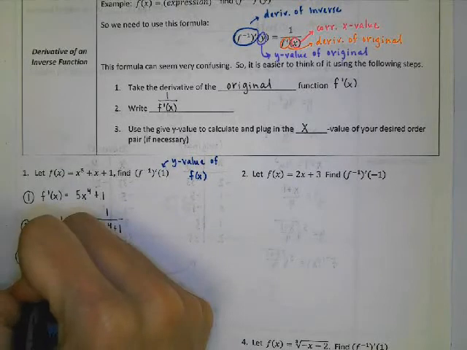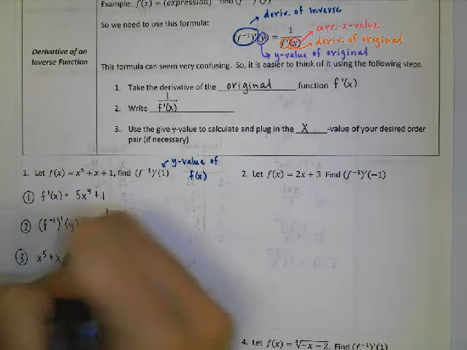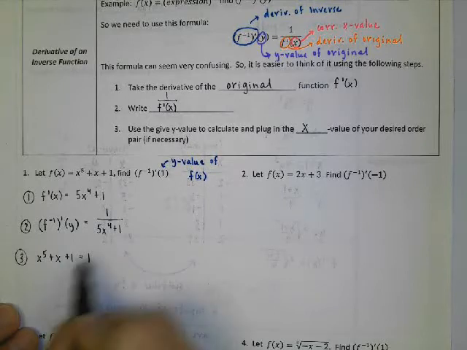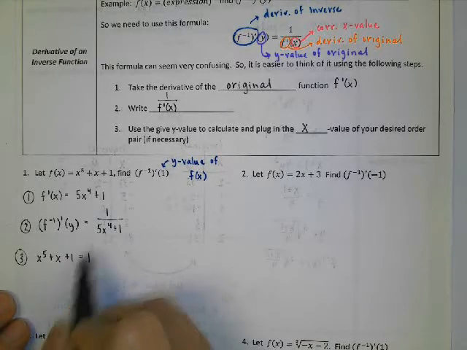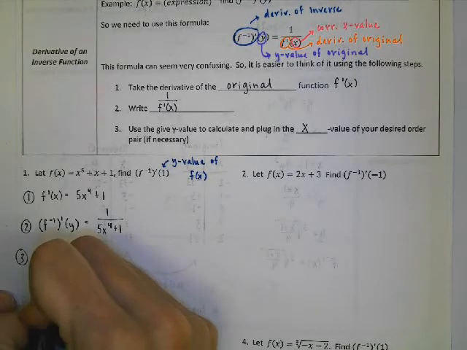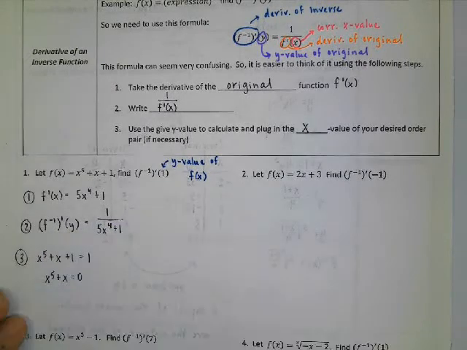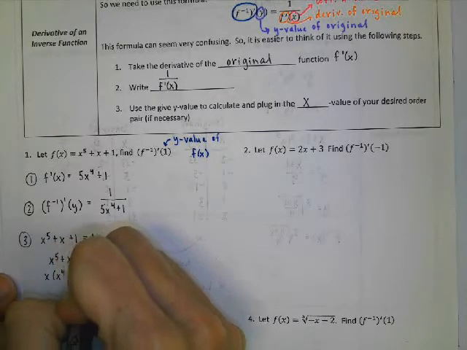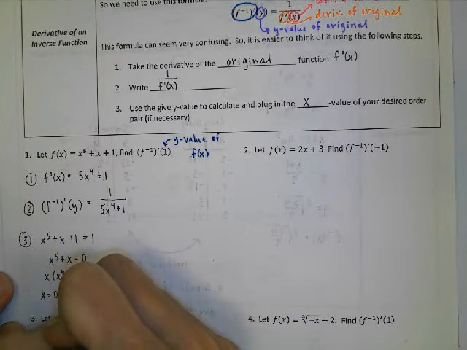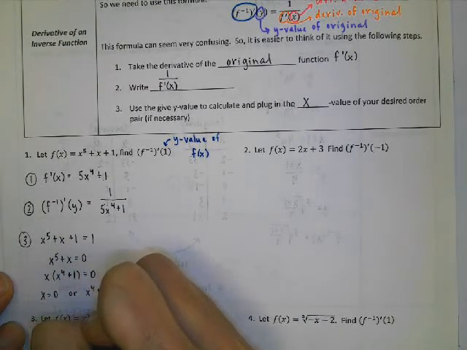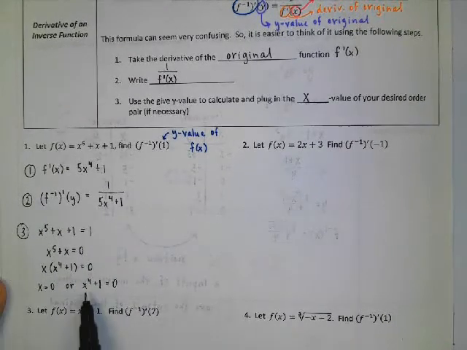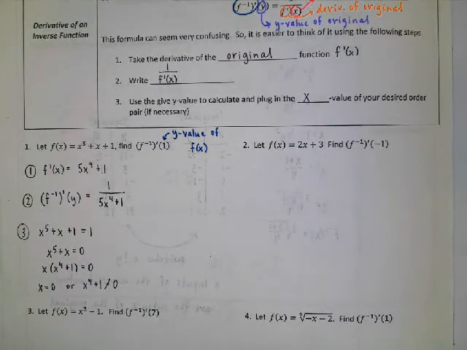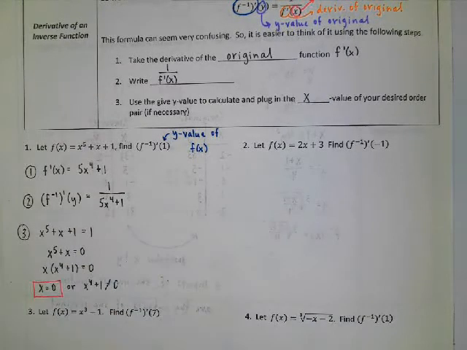So what I'm going to do is take my function f of x, which is x to the 5th plus x plus 1, and set that equal to the y value of 1 so that I can solve for the corresponding x, which I need to calculate my derivative. So the first thing I'm going to do is subtract 1 from both sides, so I get x to the 5th plus x is equal to 0. Now if I factor out an x, I get x times (x to the 4th plus 1) is equal to 0, which tells me that either x is 0 or x to the 4th plus 1 is equal to 0. Now I know that any number to the 4th power is going to give me a positive number, so this is never going to be equal to 0. So x equals 0 is the value that I'm looking for.